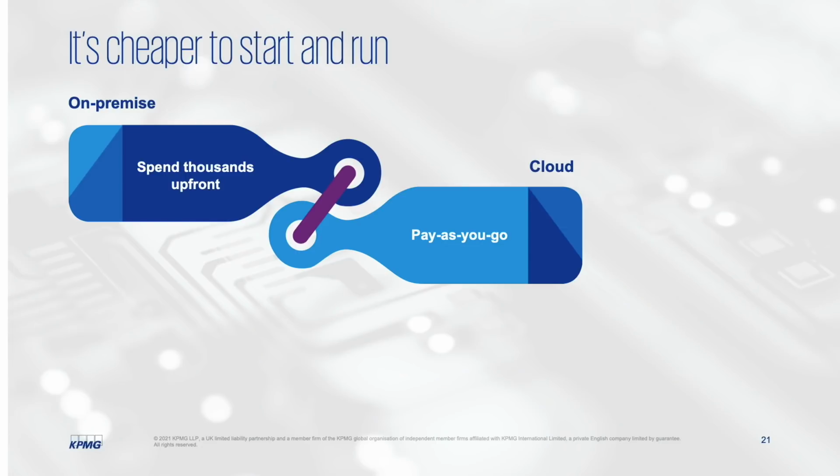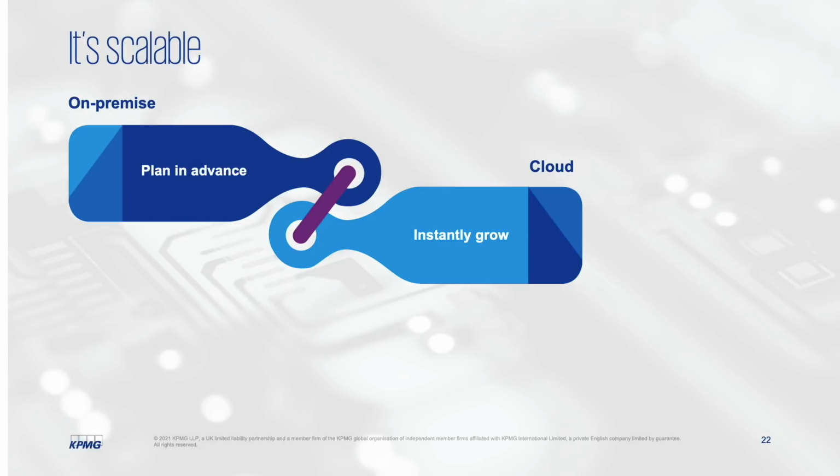It's also a lot cheaper to start and run services in the cloud. With a traditional on-premise data center, you used to have to spend thousands and thousands of pounds up front in order to, first of all, build the data center and then fill it with incredibly expensive computer hardware. However, with the cloud, you can use a pay-as-you-go model, and you only ever pay for the services that you consume. It's also very, very good at scaling to massive, massive loads.